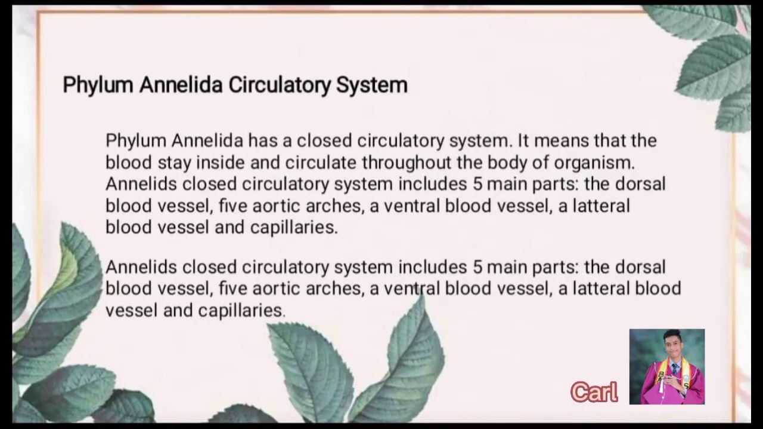Circulatory system of Phylum Annelida. Phylum Annelida has a closed circulatory system. It means that the blood stays inside vessels and circulates throughout the body of the organism. The annelid circulatory system includes five main parts: the dorsal blood vessel, the aortic arcs, a ventral blood vessel, lateral blood vessels, and capillaries.